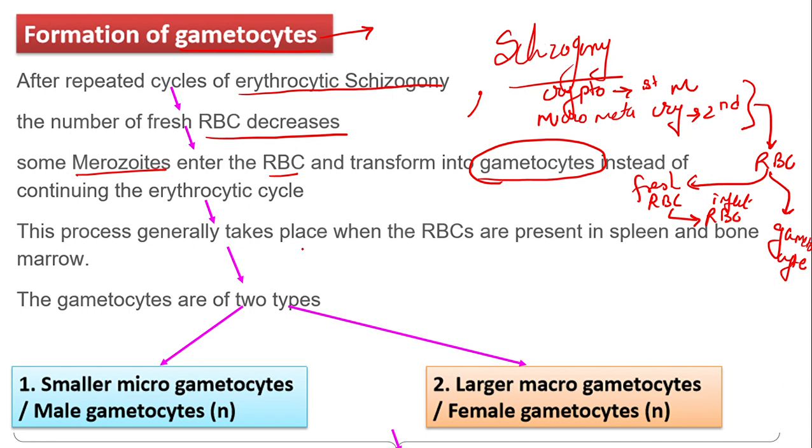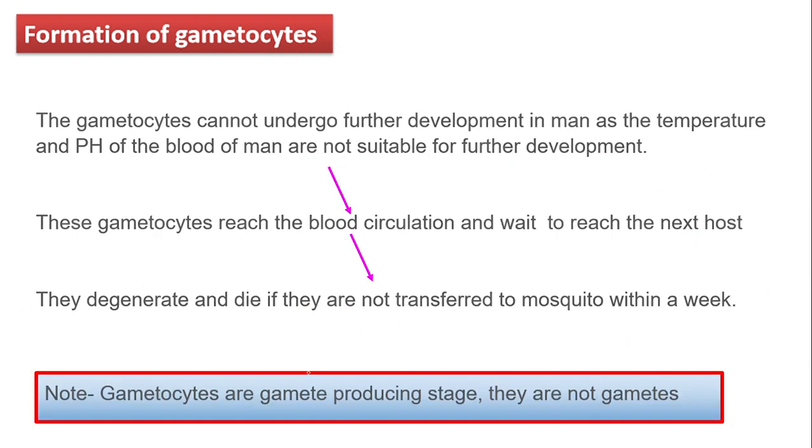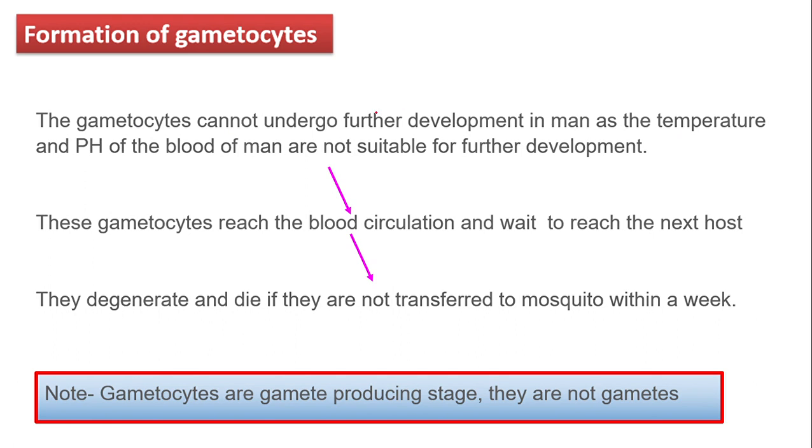Now, कहाँ थे हम? This process generally takes place when the RBC are present in spleen and bone marrow. So it is going to enter and infect the fresh RBC apart from spleen and bone marrow, but mostly when they are in spleen and bone marrow, it is going to form gametocytes. Okay. Now these gametocytes can be smaller or larger. Smaller one we call it as microgametocyte. Larger one we call it as macrogametocytes. Right? Now, sorry, I forgot to say, smaller one is the male gametocyte and the larger one is your female gametocyte.